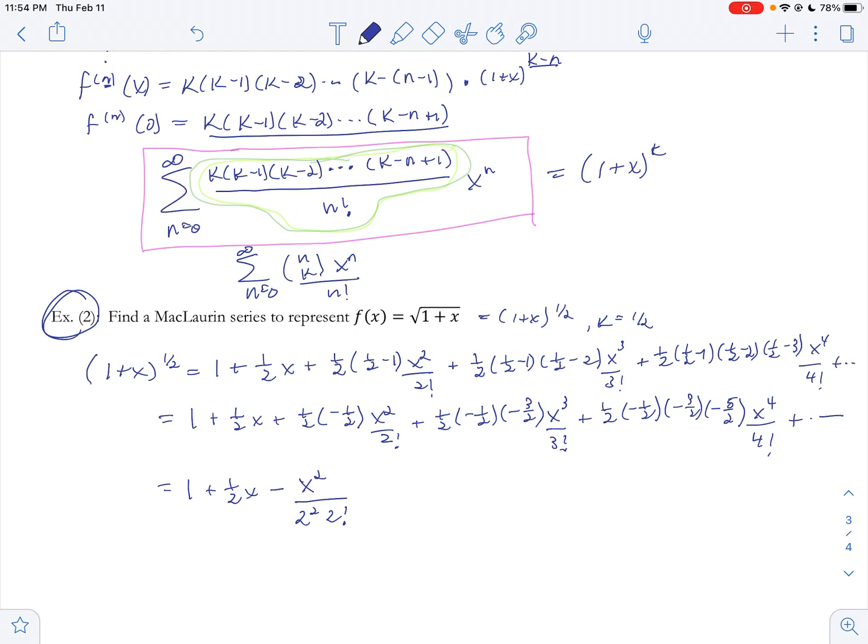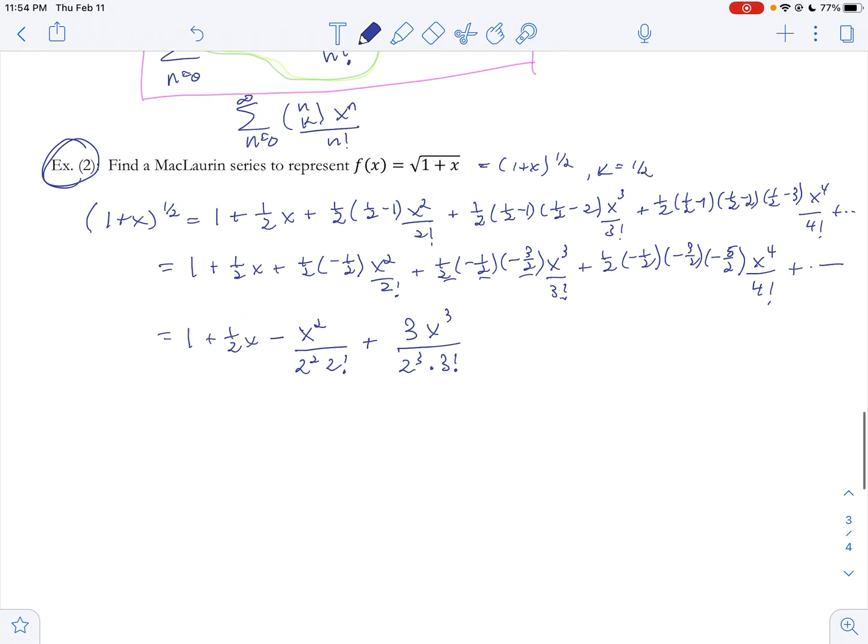In the next term, I have a negative times a negative, so that's going to be a plus. And then notice I have 3, and then I have an x cubed in the numerator, and then I have 1, 2, 3 2's in the denominator, so 2 to the 3rd times 3 factorial. The next one gives me a minus. This time I have 3 times 5 times x to the 4th all over, and then notice I have 4 2's now, so 2 to the 4th times 4 factorial. So now if we look at this, there is a pattern starting to emerge.